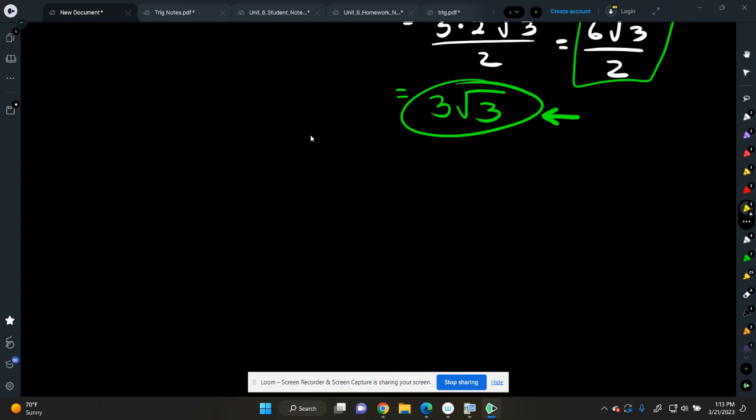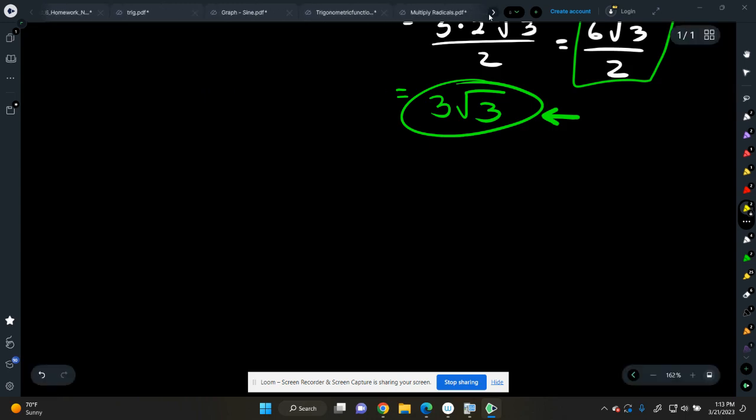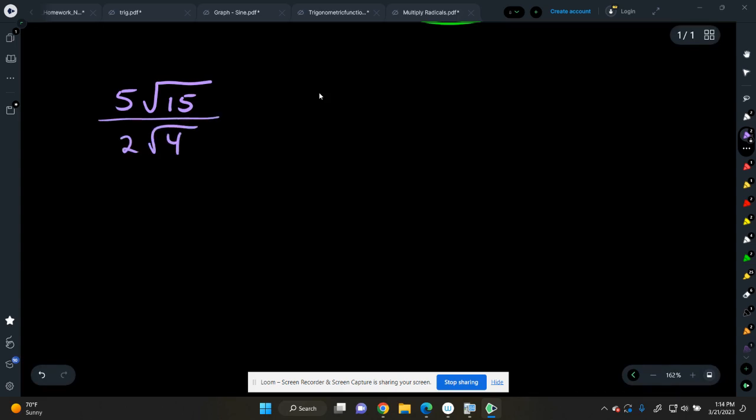Okay, so let's simplify these, right? All right, so the first one, we have 5 root 15. Will the square root of 15 simplify? No, 15 is 5 times 3, so that's not going to simplify. Over 2 root 4. Square root of 4 is going to simplify, right?